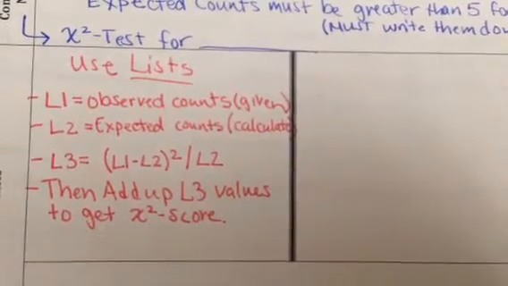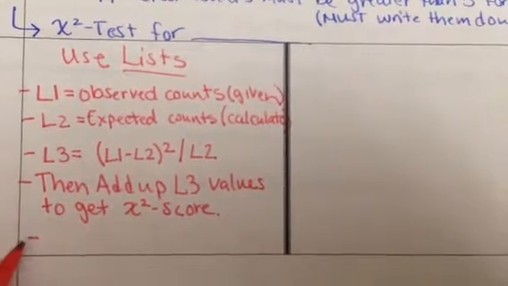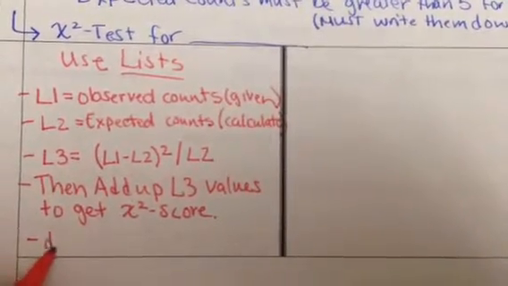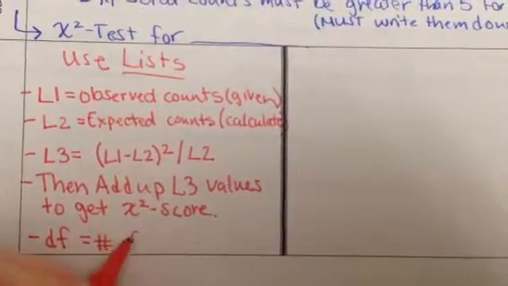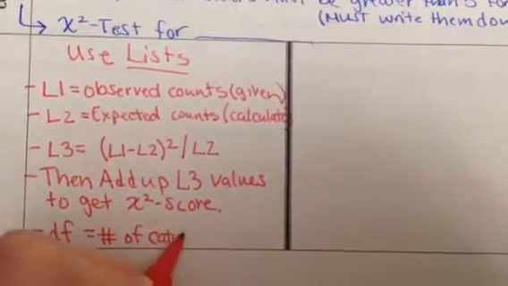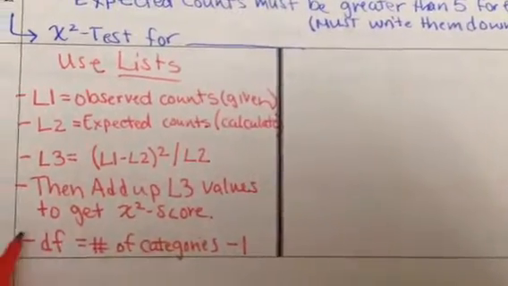Oh, and I said that was the last thing, but it's not. The other weird or different thing from a homogeneity test is the degrees of freedom. It's just your number of categories that you have minus 1.